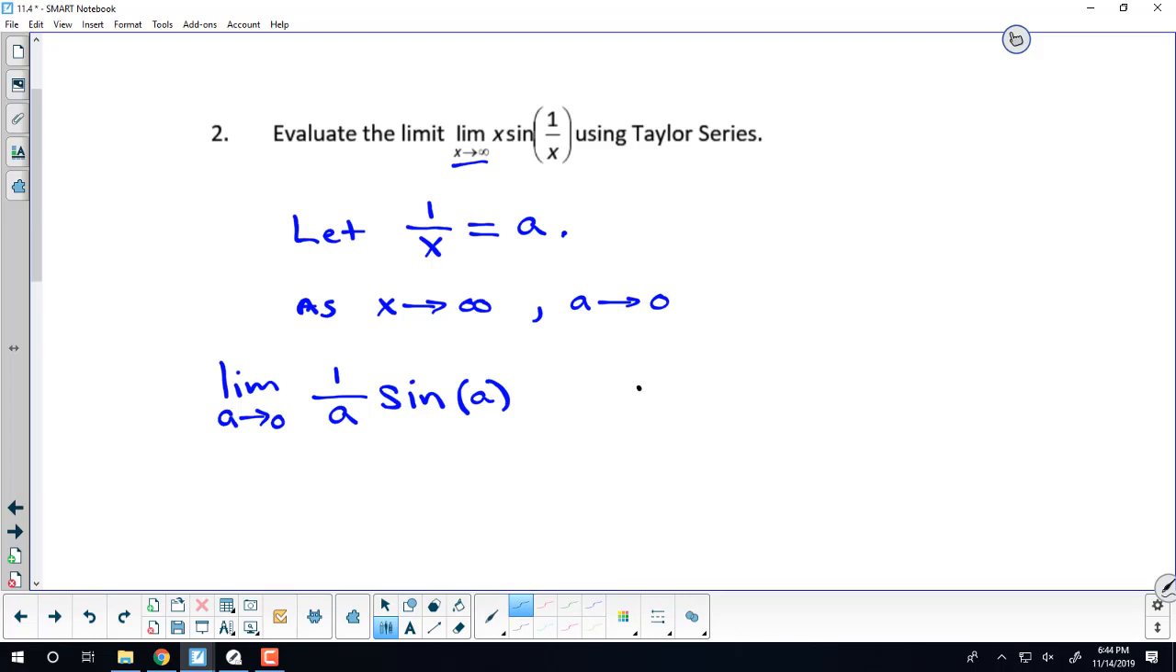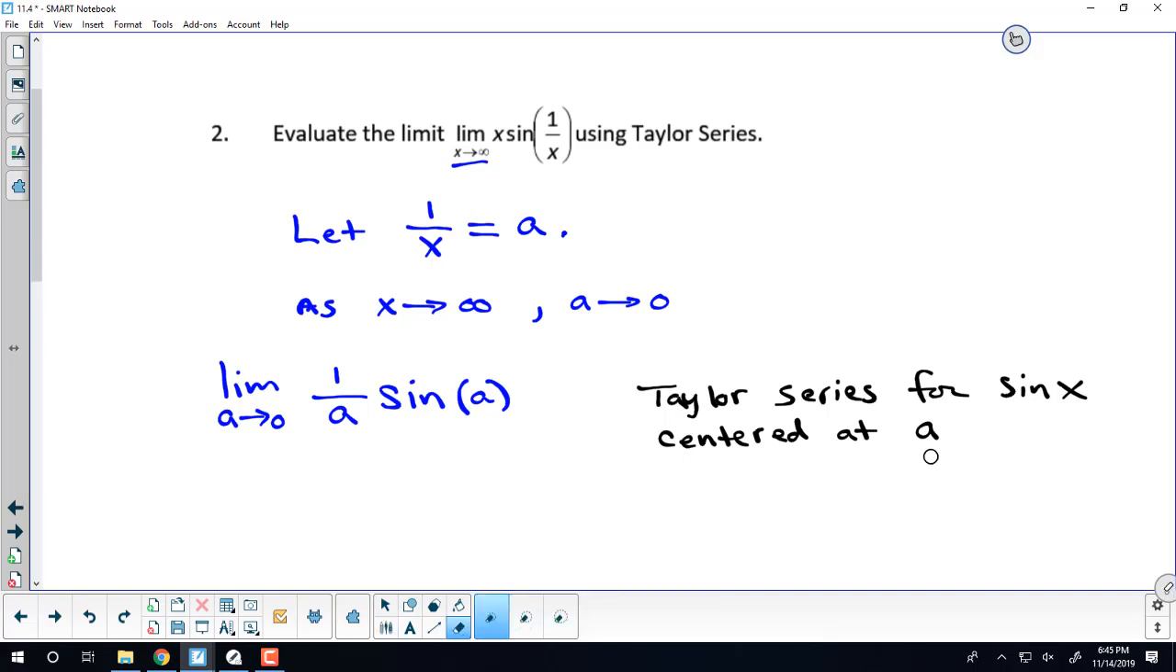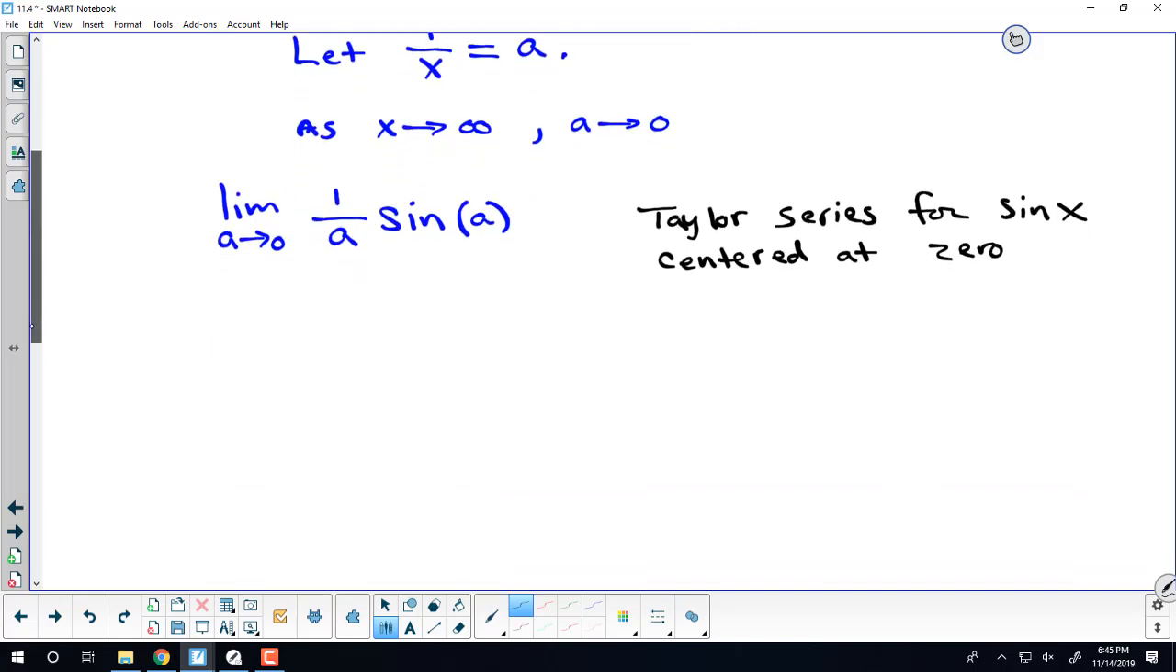And then we'll find the Taylor series for the sine of a, centered at 0. Since we're using a, we won't say our center is a. We'll just say centered at 0. So that'll definitely do that for us. We can now find the Taylor series for the sine of a centered at 0.